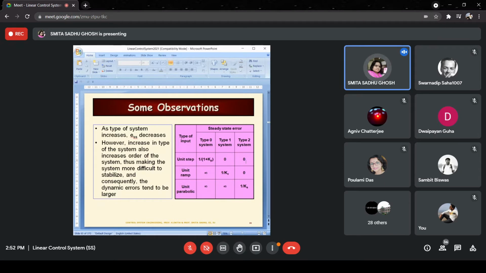And if I increase the type of the system, automatically the order definitely does increase, because if I have a 1 by s square in the overall transfer function, the minimum order that I can have is second order. Whereas for a type 0 system, the minimum order that I can have is 0th order, isn't it? Over there, the simple gain k is also going to be of type 0. I can have a first order type 0, which is k by s plus a, right? Still a type 0, but a first order, etc.